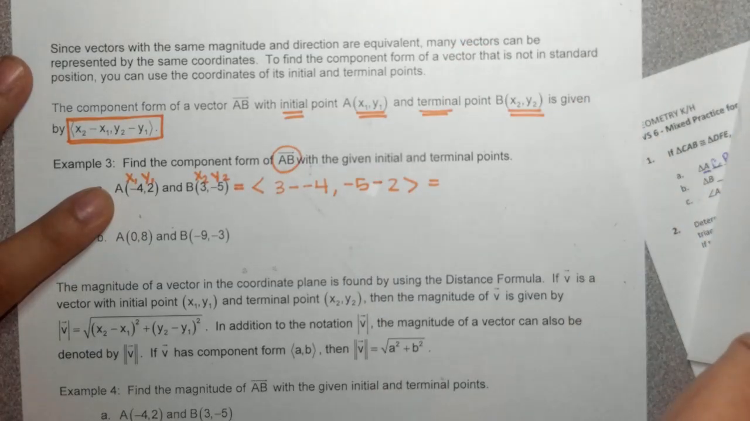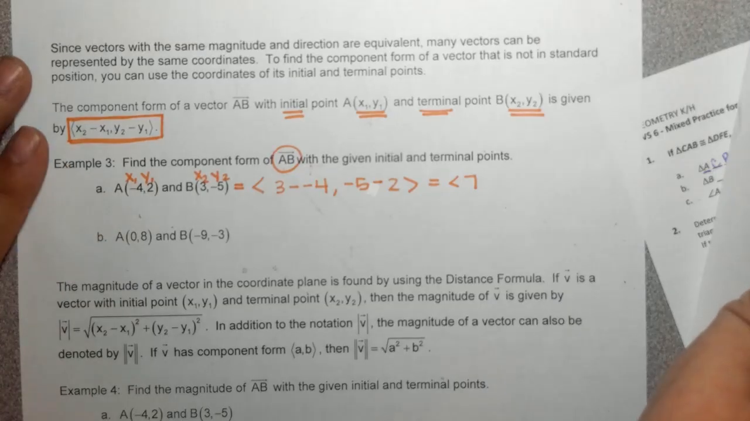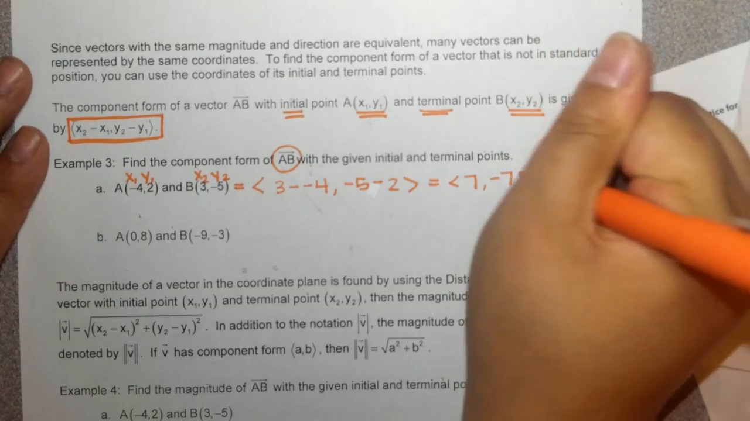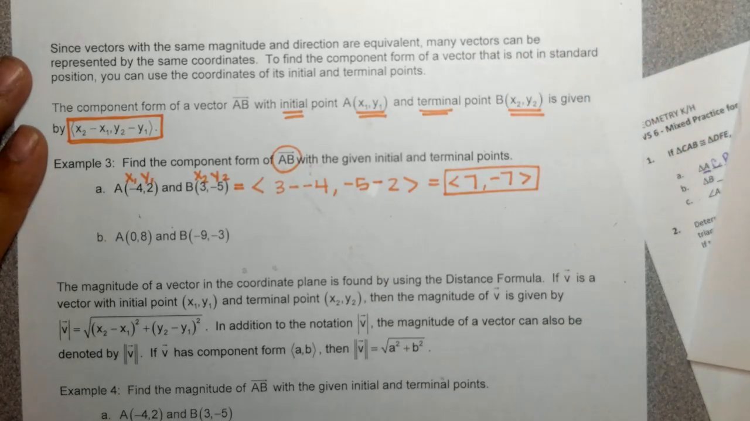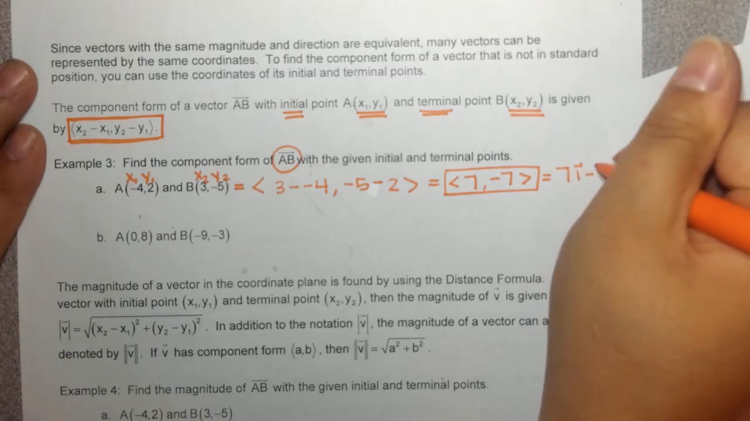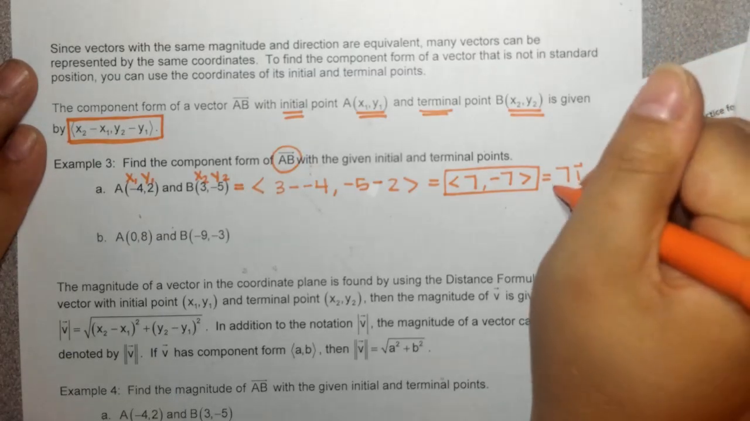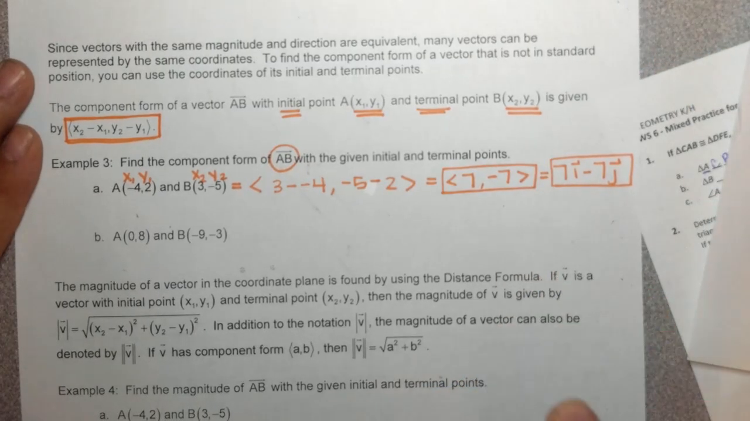What is 3 minus negative 4? 7. What is negative 5 minus 2? And this is vector AB in component form. I want to tell you, on your homework, it actually tells you to write it in linear combination form. I could also write this as 7 vector i minus 7 vector j. This is the same thing, just in a different form. We'll learn about that form tomorrow.